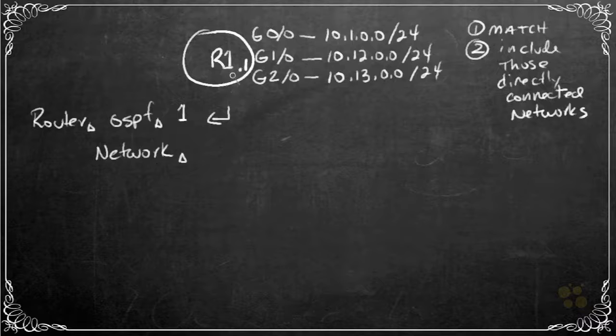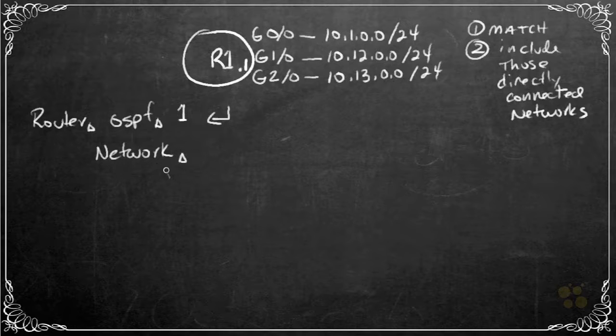And so let's take a look at R1. R1 has, in this example, 3 interfaces: gig 0/0, 0/1, and 0/2. And it has IP addresses configured on each of those respective interfaces: 10.1.0.1, 10.12.0.1, and also 10.13.0.1. And each of these networks has a 24-bit mask. So it's the 10.1.0 network, the 10.12.0 network, and the 10.13.0 network that R1 is directly connected to.